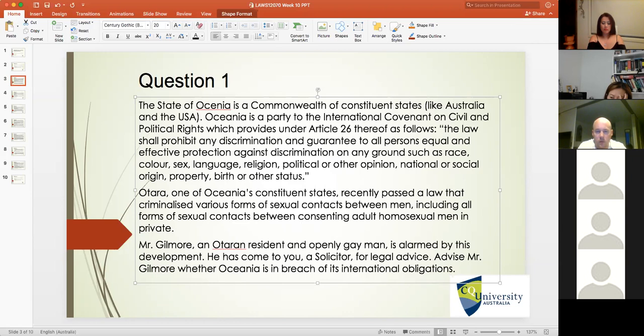Which makes us wonder, if the International Covenant on Civil and Political Rights expressly provides that only states can file a complaint against another state for violating it with the Commission on Human Rights of the United Nations, how is it that the Commission took cognizance of a complaint by Mr. Toonen, who was just a citizen of Australia? I won't answer that yet. We're going to get back to that in question five, which is the quiz.